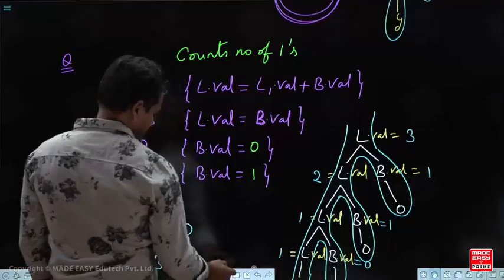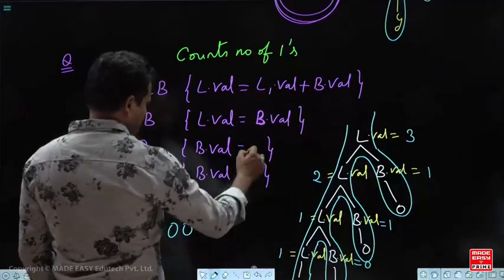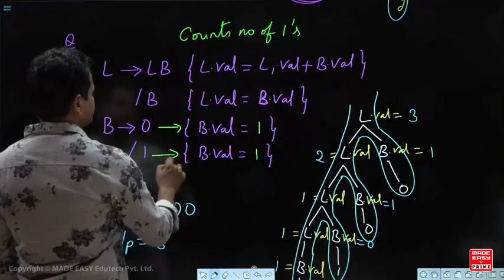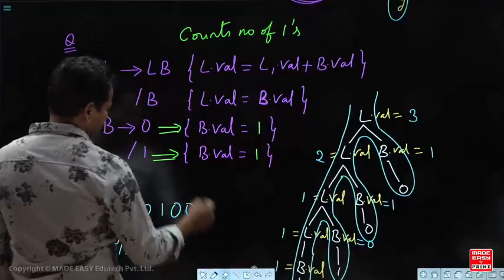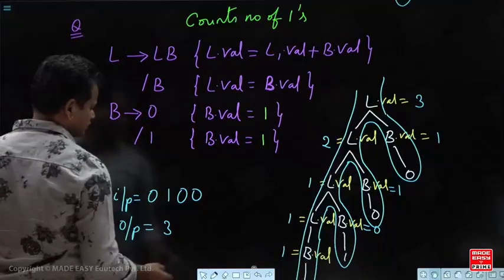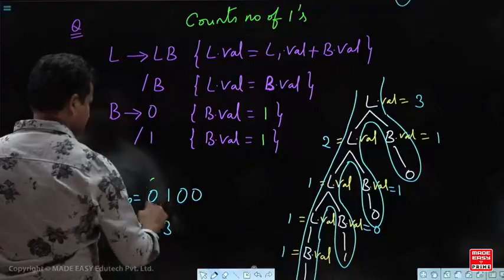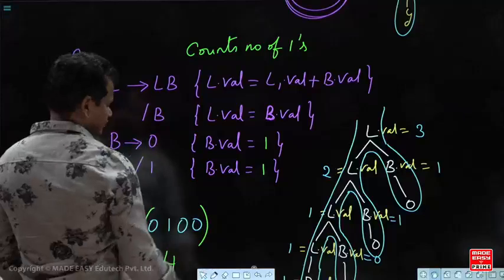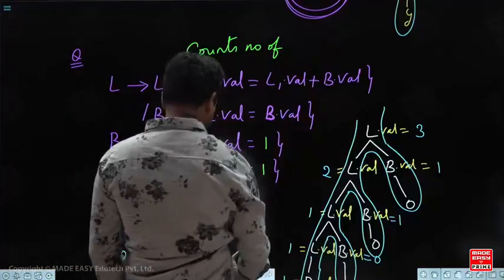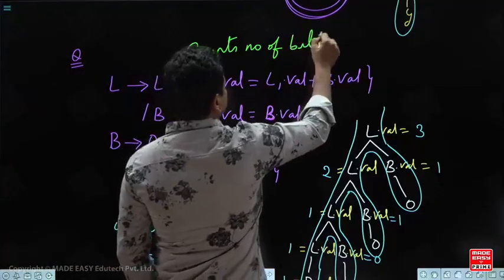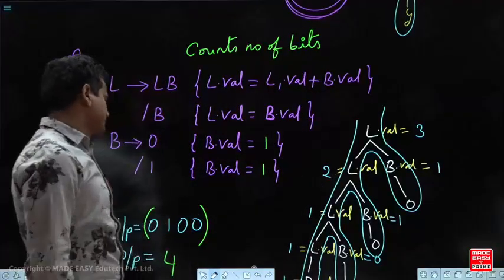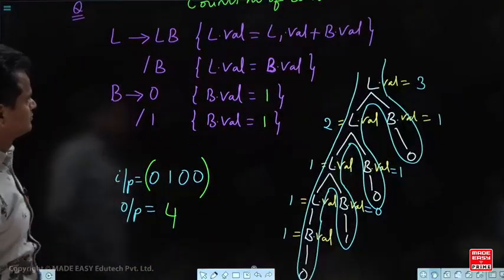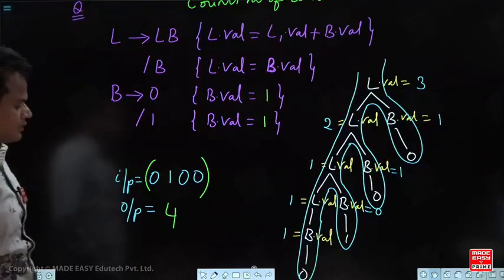Next, suppose I do this one. B dot value equal to 1 in both cases. I am taking B dot value equal to 1. Then what does it mean? It counts the total number of bits. Suppose this is the input, it will give the output as 4. For this, it counts the number of bits in the input string.